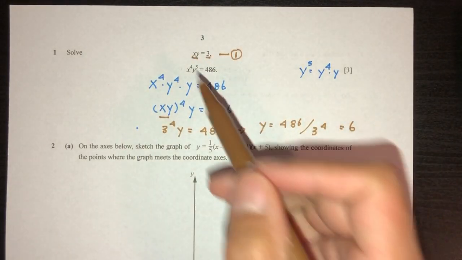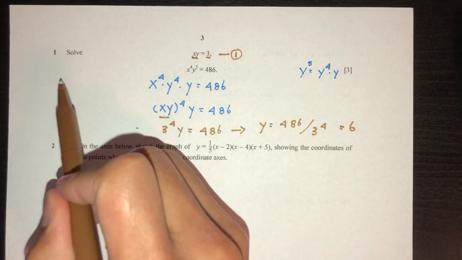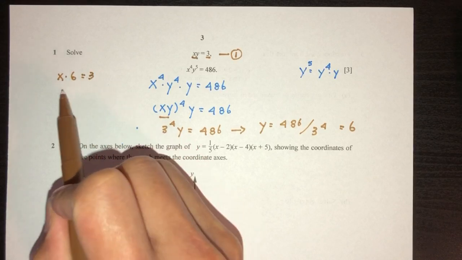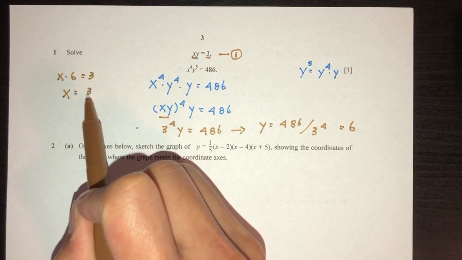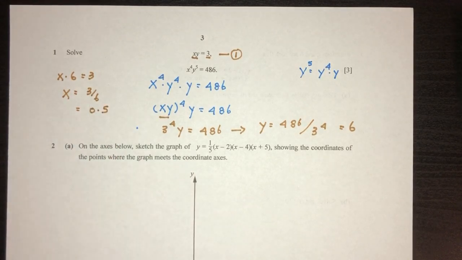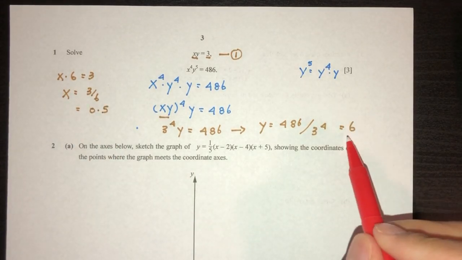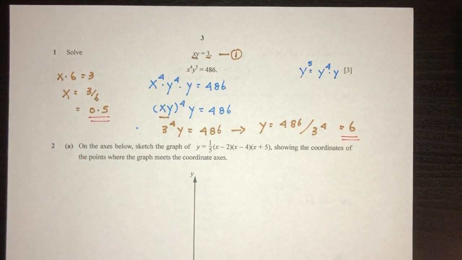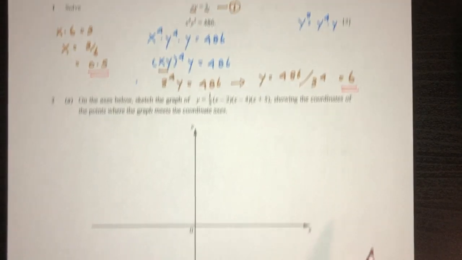Now we have to find the value of x. So going back to the first equation, we know x times y, which is 6, is equal to 3. X will be 3 divided by 6, which is 0.5. Okay, so as you can see, we have the value of y 6 and the value of x equal to 0.5. And that is your question number 1.